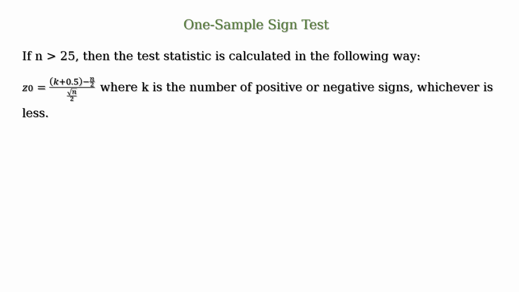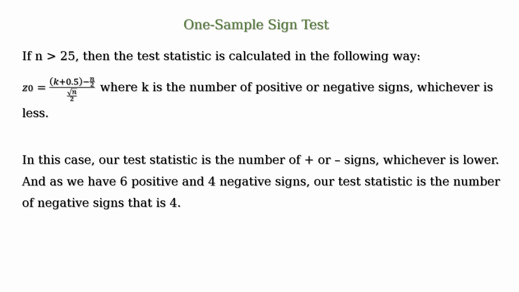If n is more than 25, then the test statistic is calculated in the following way. Z0 is equal to (k + 0.5 - n/2) divided by root n/2, where k is the number of positive or negative signs, whichever is less. So, in this case, our test statistic is the number of positive or negative signs, whichever is lower, and we have 6 positive and 4 negative signs. So, our test statistic is the number of negative signs, that is 4.